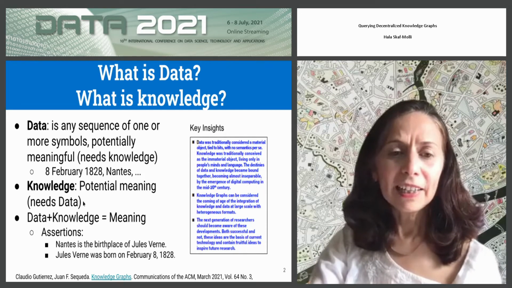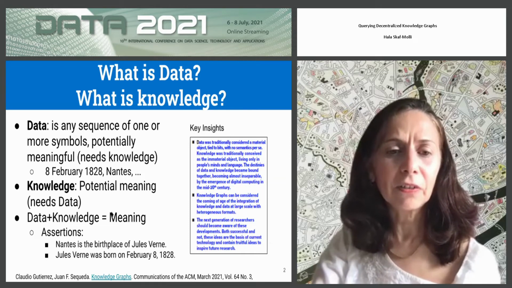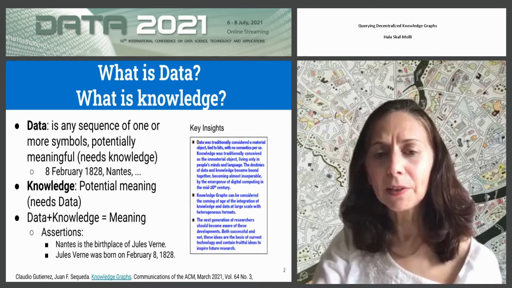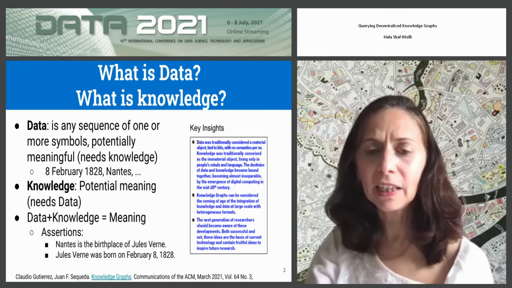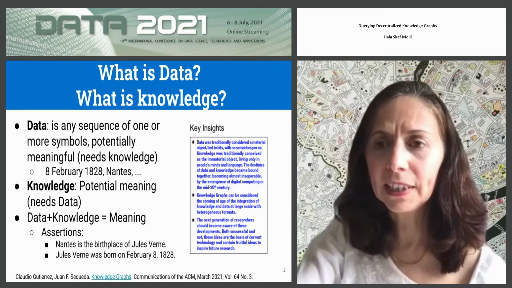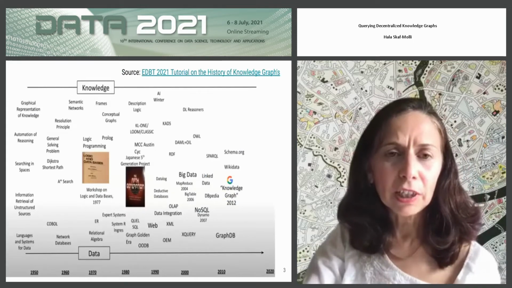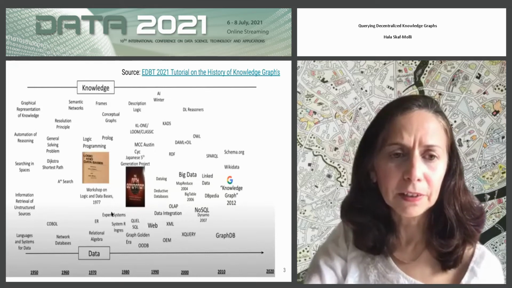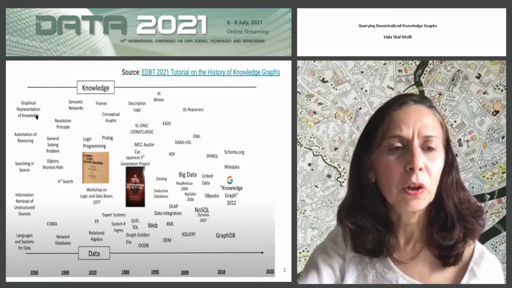For instance, with data and knowledge, I can define the assertions that Nantes is the birthplace of Jules Verne, and Jules Verne was born on February 8, 1828. Work on data and knowledge started many years ago, with languages and systems for data, and graphical representation of knowledge.